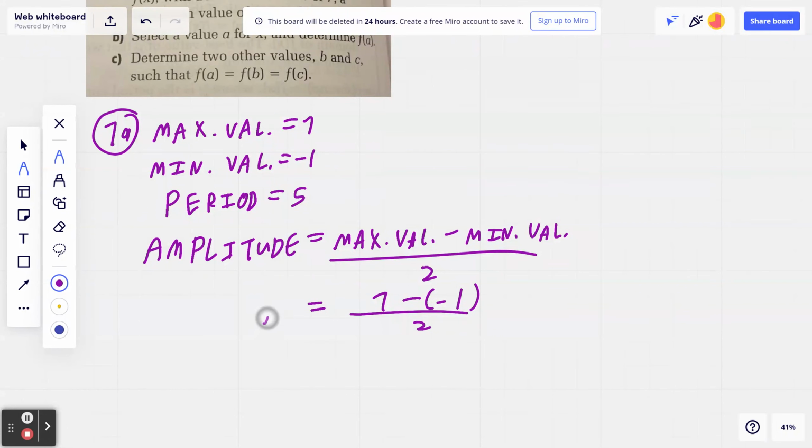Which means, and again, I'm going to write down A for amplitude. This is going to be 7 plus 1, which is 8. 8 divided by 2 is going to be 4. So recognize that the amplitude is going to be 4.